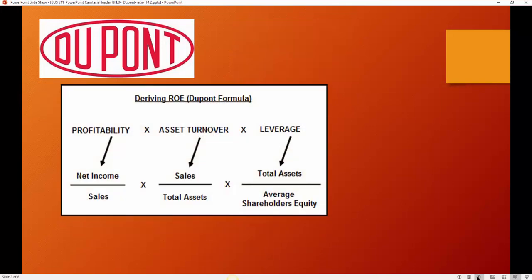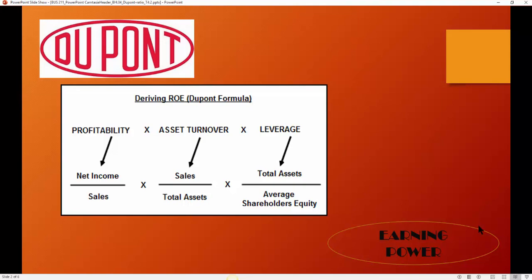The DuPont formula is comprised of three of the ratios that we already know about. The profitability ratio, which is net income divided by sales, the asset turnover ratio, which is sales divided by total assets, and financial leverage, which is the total assets divided by the average shareholder's equity. The purpose of these three ratios is to determine a company's earning power.